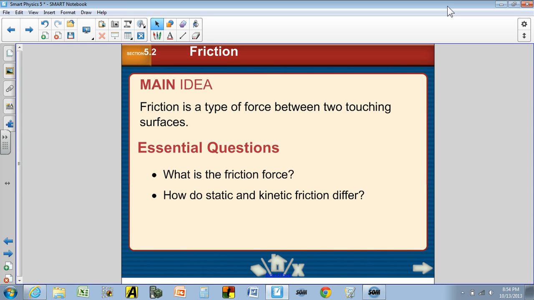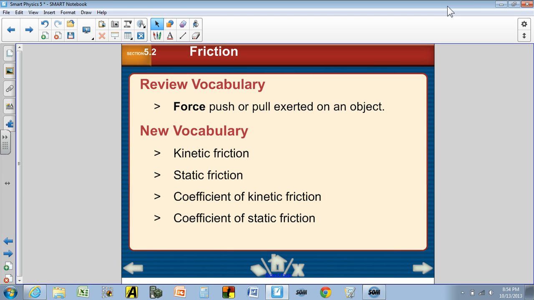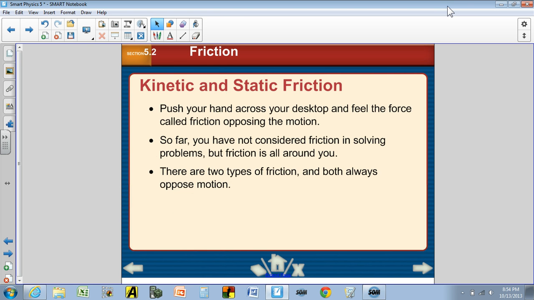Okay, so we want to look at friction. Basically, it's a force when two surfaces are touching, and we're going to talk about static friction and kinetic friction. Remember, force is a push or a pull, and we're going to be looking at these new things, including the idea of the coefficient of friction. So, friction always acts in the opposite direction to which you're pushing. If you push your hands across the table, friction tries to oppose your push.